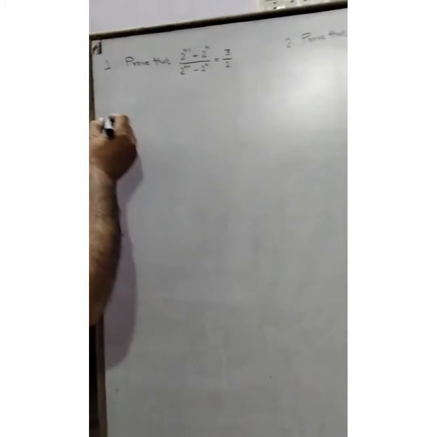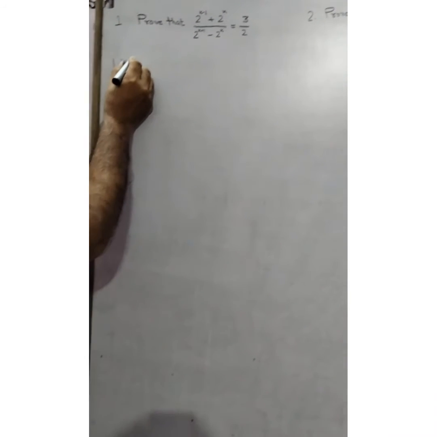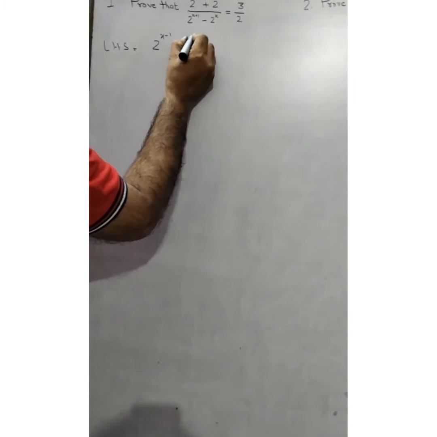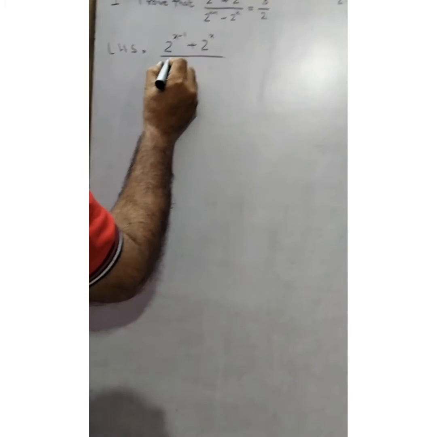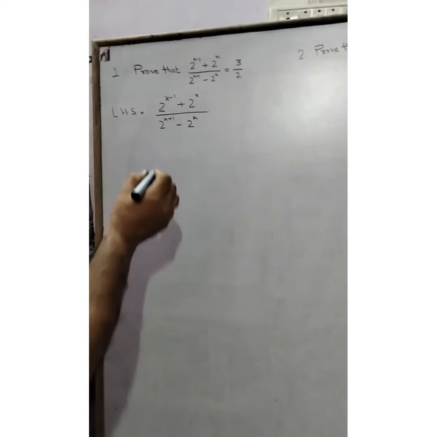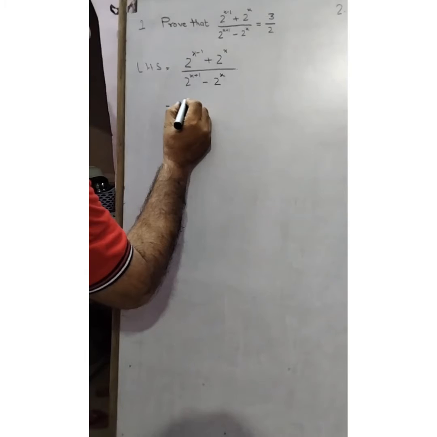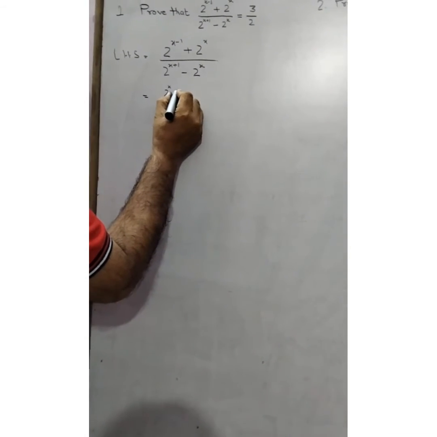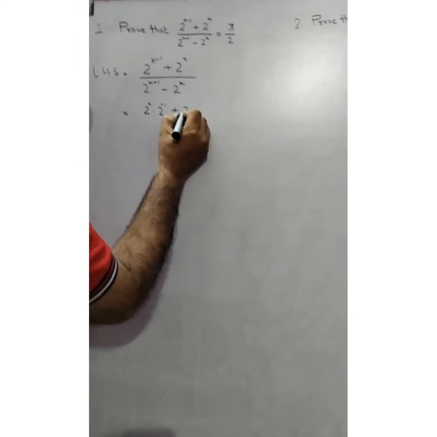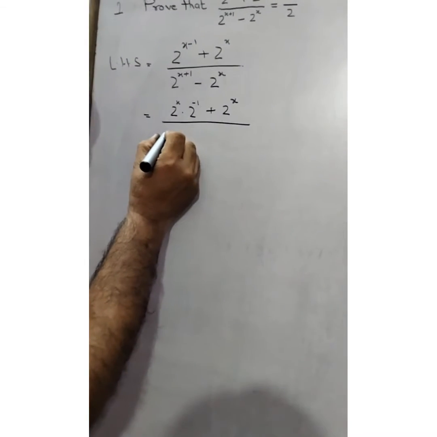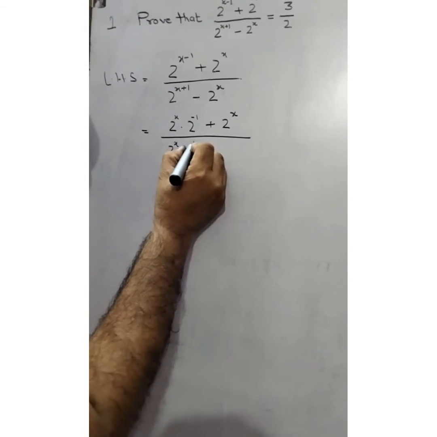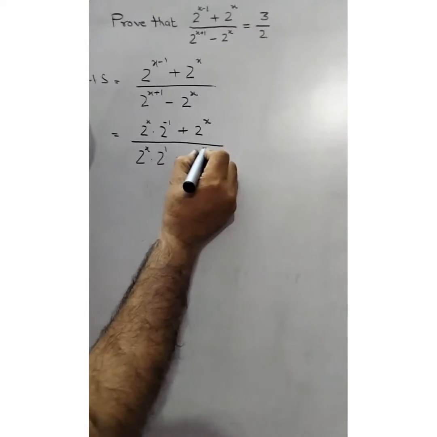First of all, take the LHS: (2^(x-1) + 2^x) / (2^(x+1) - 2^x). Now, 2^x into 2^(-1), we can write it, plus 2^x as it is, and in the denominator 2^x into 2^1 minus 2^x.